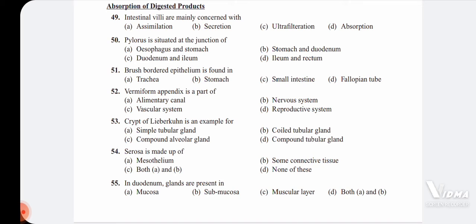51, brush bordered epithelium is found in the small intestine. Why in the small intestine? To help the process of absorption. Next question, vermiform appendix is a part of. Vermiform appendix is a vestigial part which is present in the alimentary canal. So for the 52nd question, the answer is option A, that is alimentary canal.